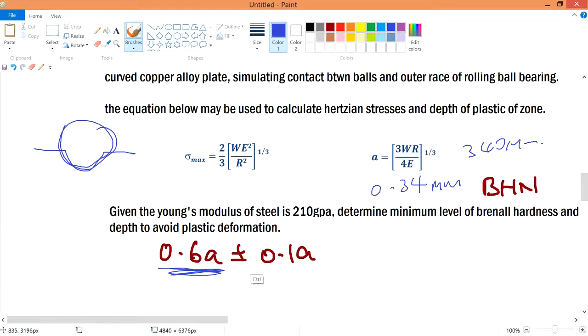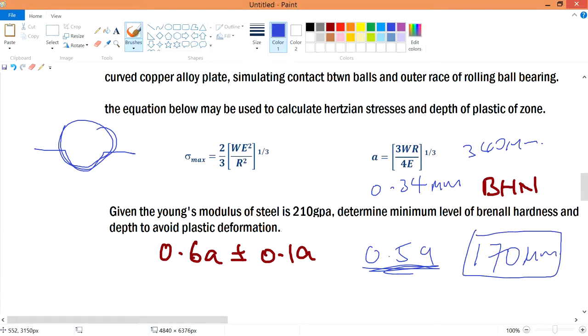0.6a. So in order to avoid these plastic deformations, your steel ball has to be around 0.5a, the minimum. Its minimum is 0.5a. So if you were to multiply with this thing, you'll get about 170 micrometer. So this is the answer for the minimum depths to avoid plastic deformations.